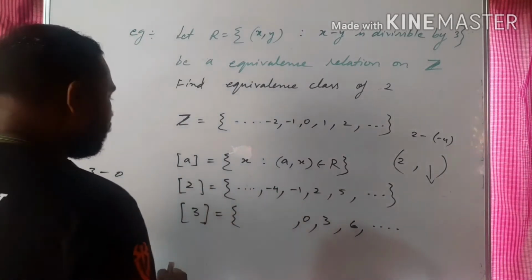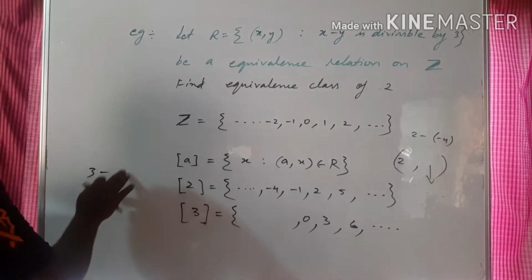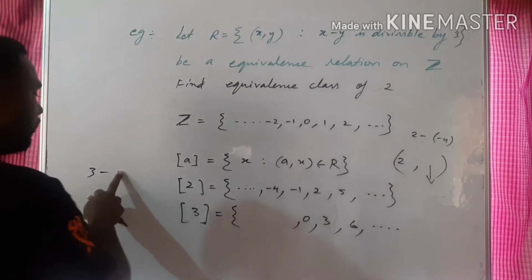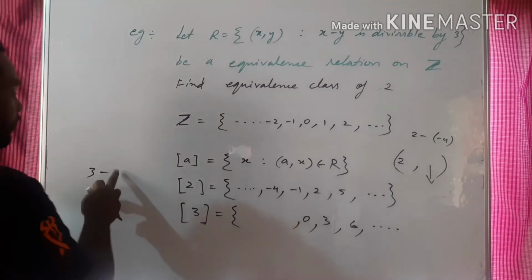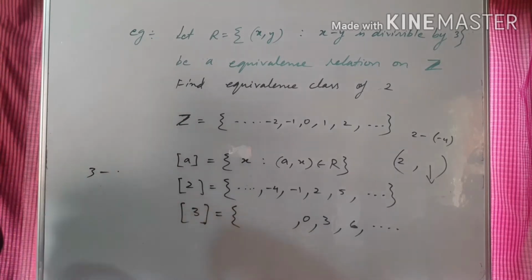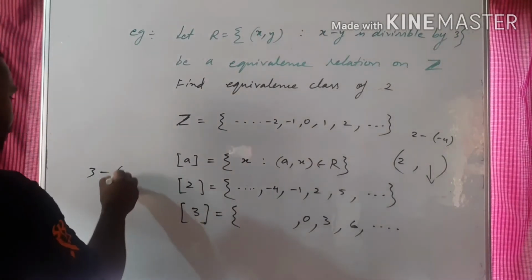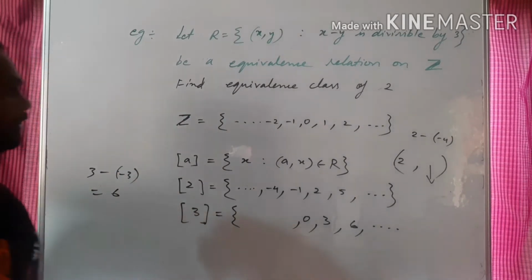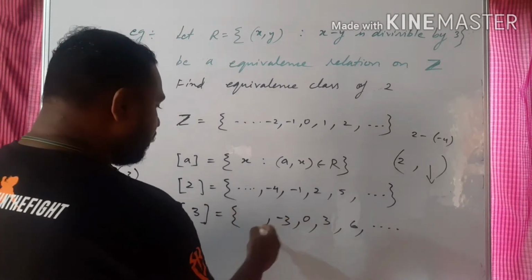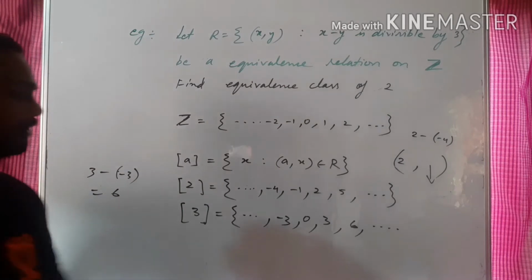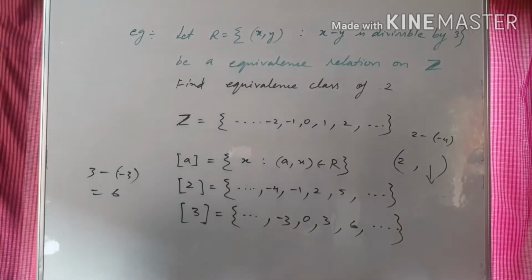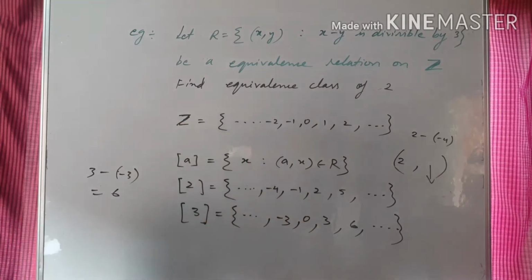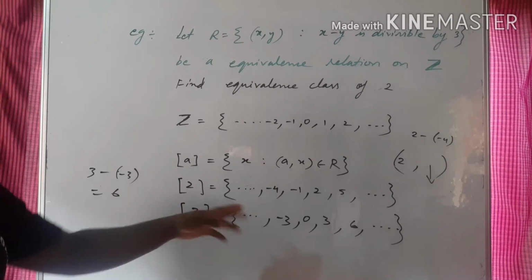Similarly, if I do 3 minus 3, it will be 6, so it is divisible by 3. So I can write minus 3 here. Likewise it will go on like this. So we can find the equivalence class of any element belonging to Z. I have found the equivalence class of 2 and 3, and I have shown you how I got it.